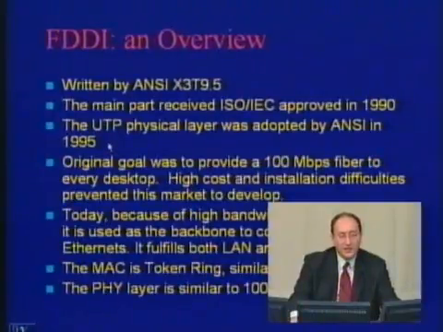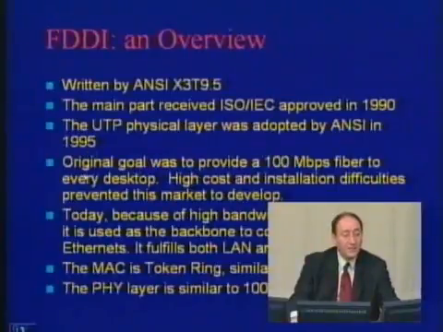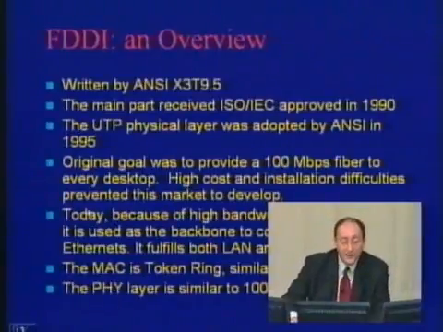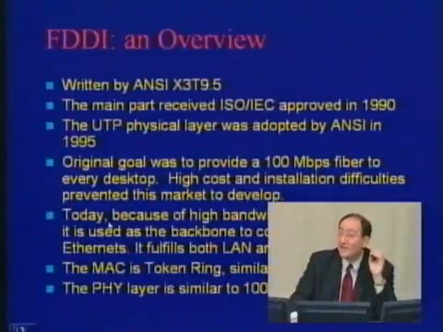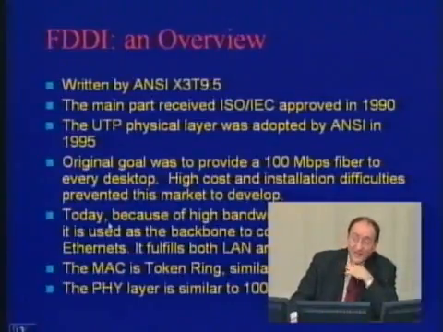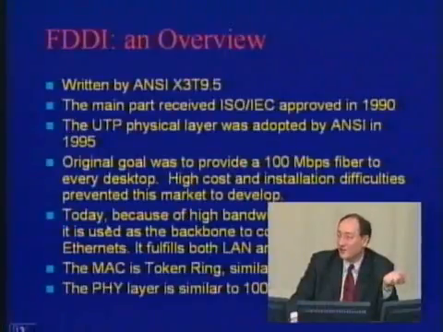The unshielded twisted pair physical layer was adopted by ANSI in 1995. Okay. Now, the original goal was to provide 100 megabit per second fiber to every desktop when they started. Actually, my research in local area networks in 1981 at GT Lab was about fiber local area network with wireless drop. That's when I started my wireless work.